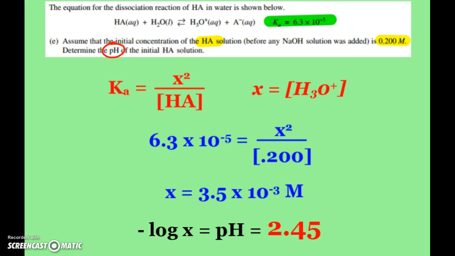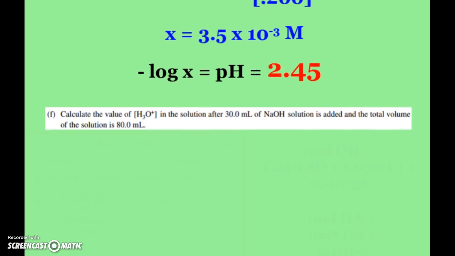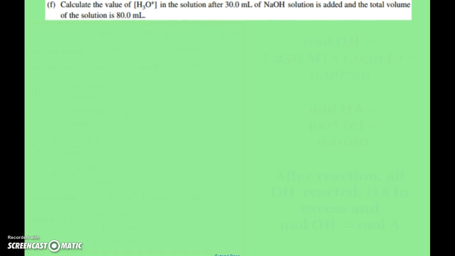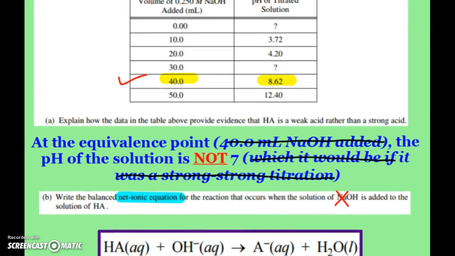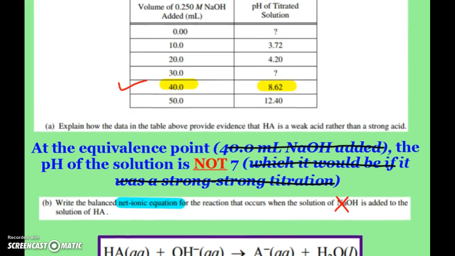So far, so good. And then here we have a big question, a really nice big question. This is 3 points, but you could do it. Calculate the value of hydronium in the solution after 30 mils of sodium hydroxide is added, and the total volume of solution is 80 milliliters. Okay. So 30 mils has been added, and that's why we see a question mark in our data table. We're not at the equivalence point yet.